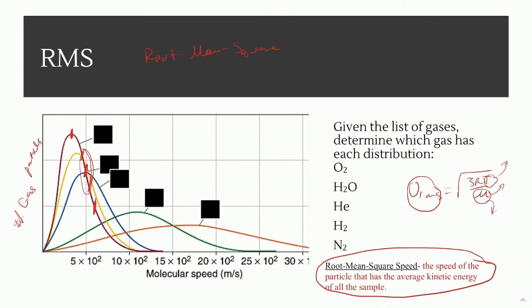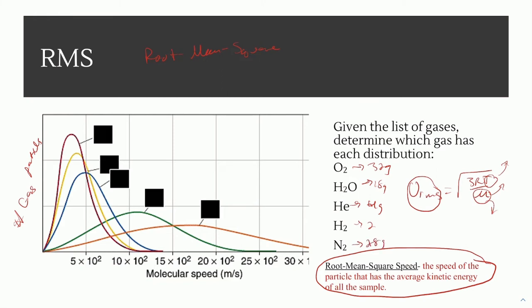Okay, this RMS speed, the higher the temperature, the higher the RMS speed. The higher the mass, the lower the RMS speed. Okay, so when you're looking at a distribution of gases like this, when you're trying to figure out which curve would represent a particular gas, what I would do first is assume that they're at the same temperature and look at their molar masses. So I would just say, okay, I know that that's 32, that's 18, that's about 4, that's 2, and that's let's say 28.